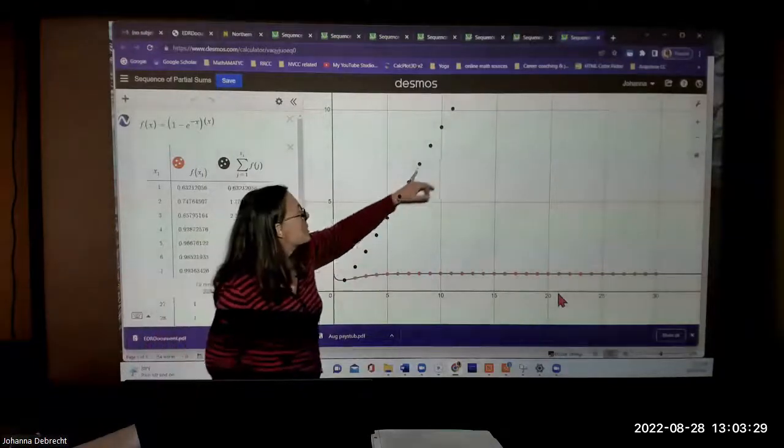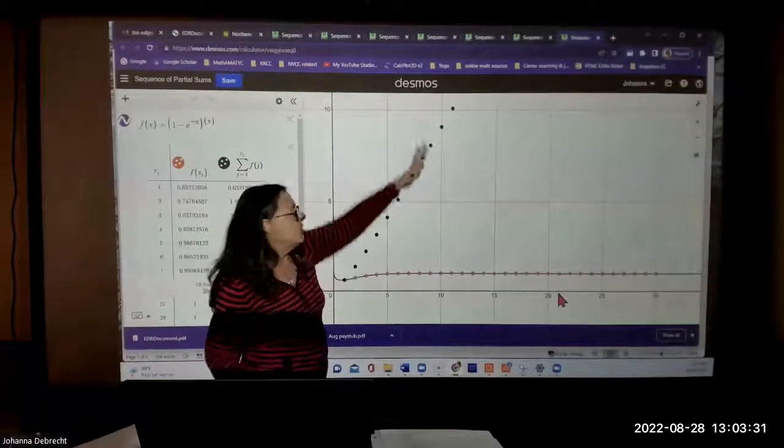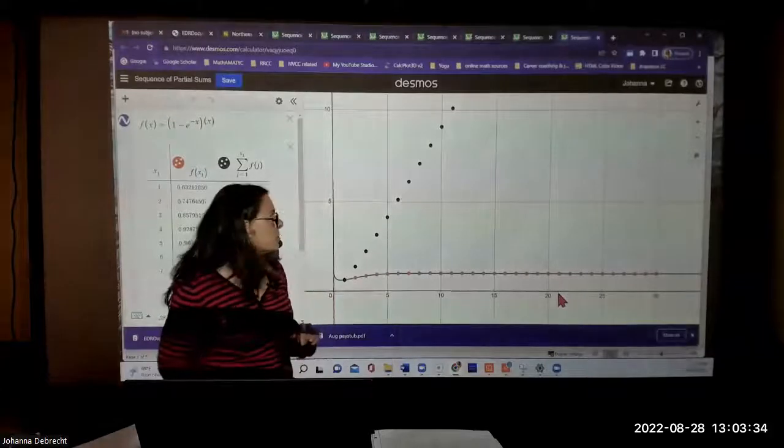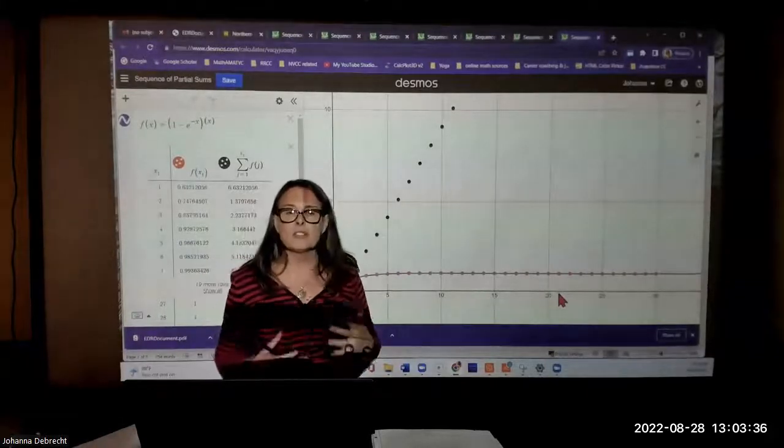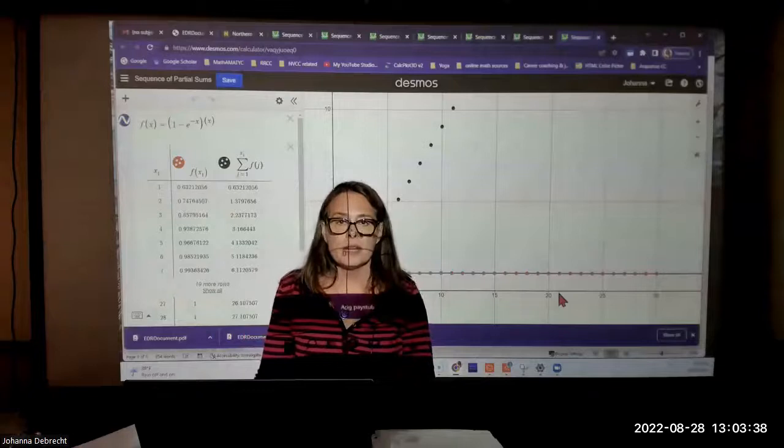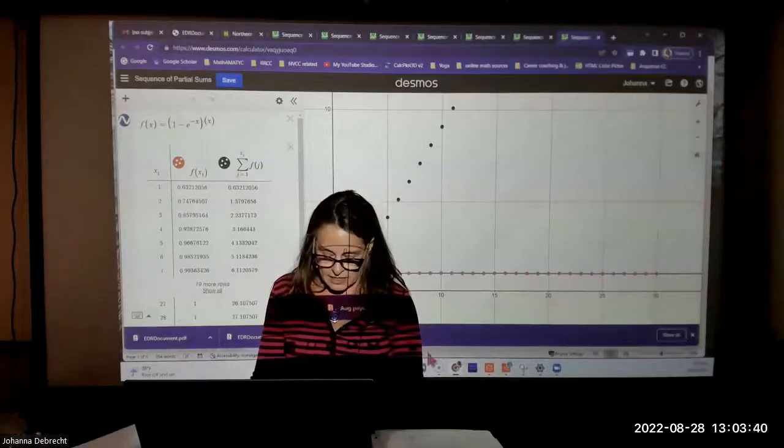And we can see the sequence of partial sums is almost linear in form and going to infinity. So that also gives us an idea that probably this series does in fact diverge.